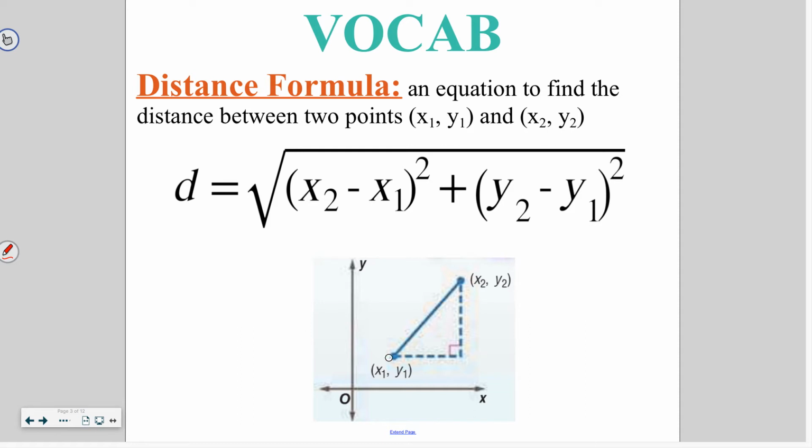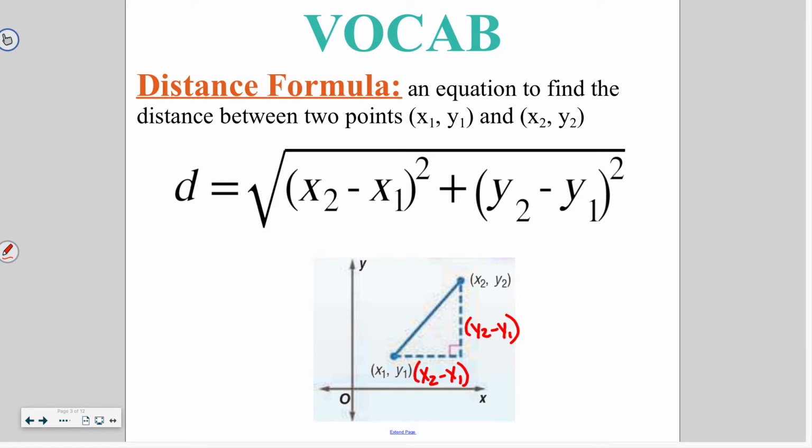This bottom part is the difference between x2 and x1. The up and down part is the difference between y2 and y1. So those are the sides of our triangle. We square those to follow the Pythagorean theorem.